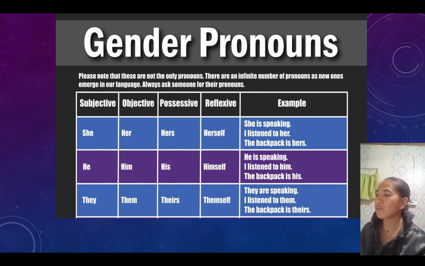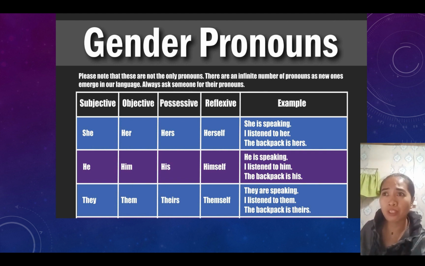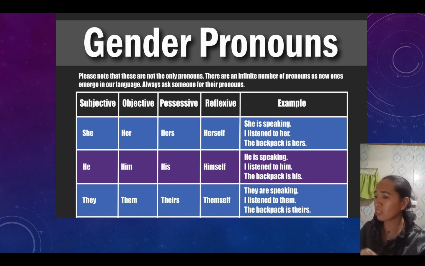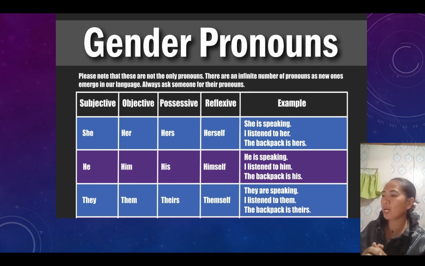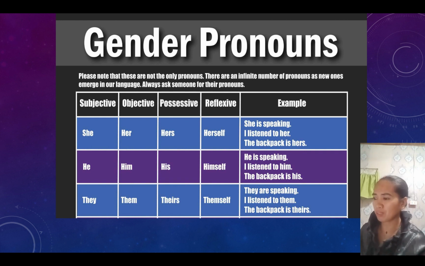Okay? And the possessive gender pronouns are hers, his, and theirs. So for example, for hers: the backpack is hers. For his: the backpack is his. And for theirs: the backpack is theirs. Okay, we are using the singular verb is here because the backpack is only one. Okay, and the reflexive gender pronouns are herself, himself, and themselves.